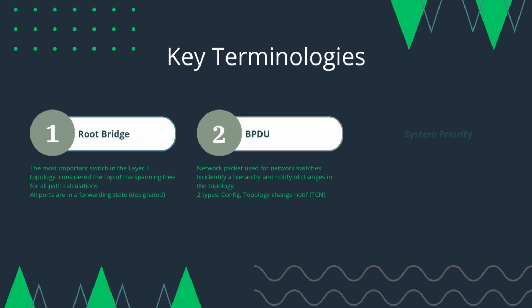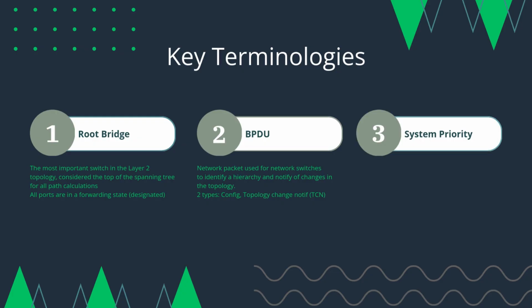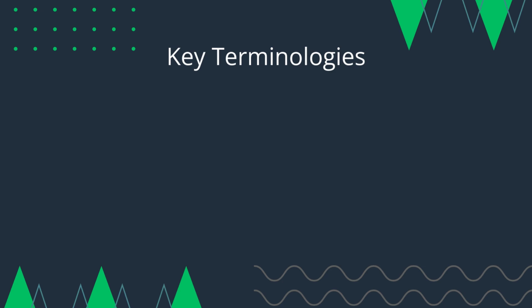Finally, system priority. This is a 4-bit value that indicates a switch's preference for becoming the root bridge. The default value is 32,768. Here's the key rule. Lower is better. A switch with priority 4096 will win over one with 32,768. Let's continue with 3 more critical terms.